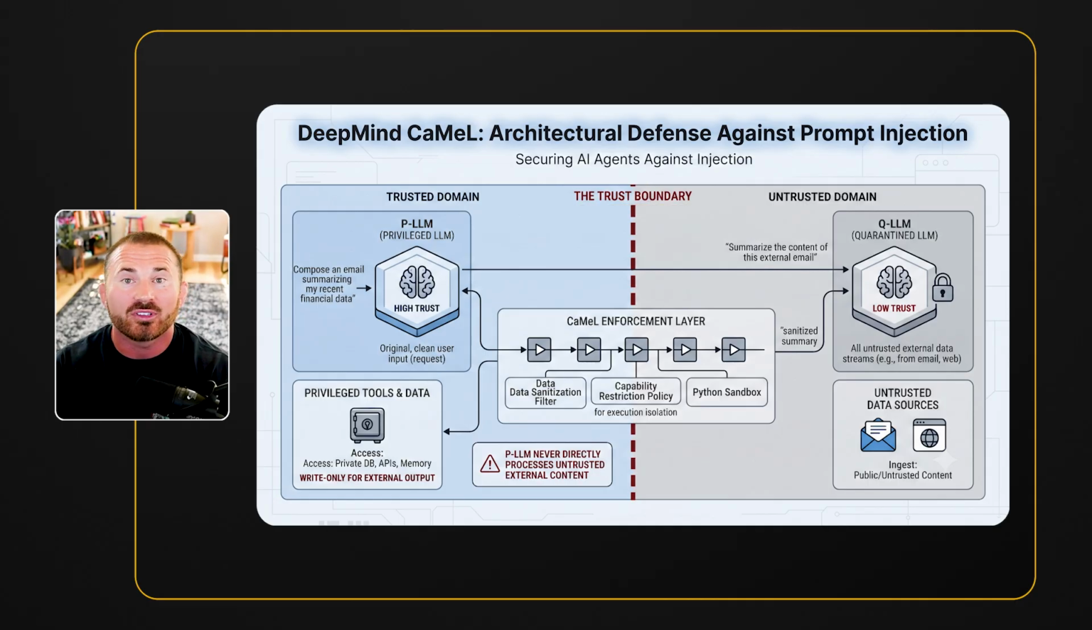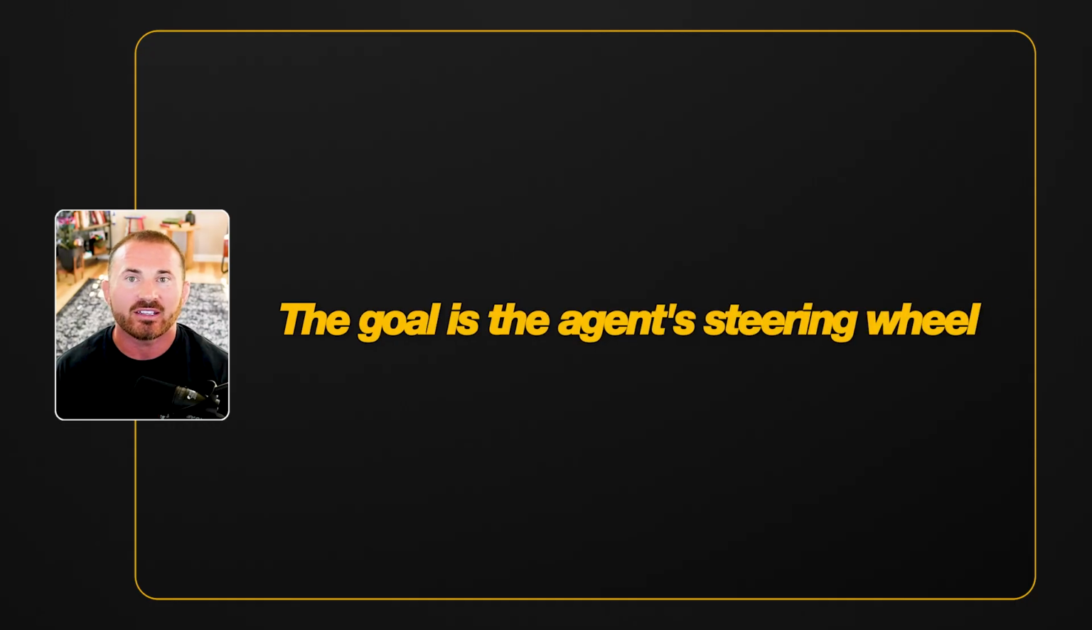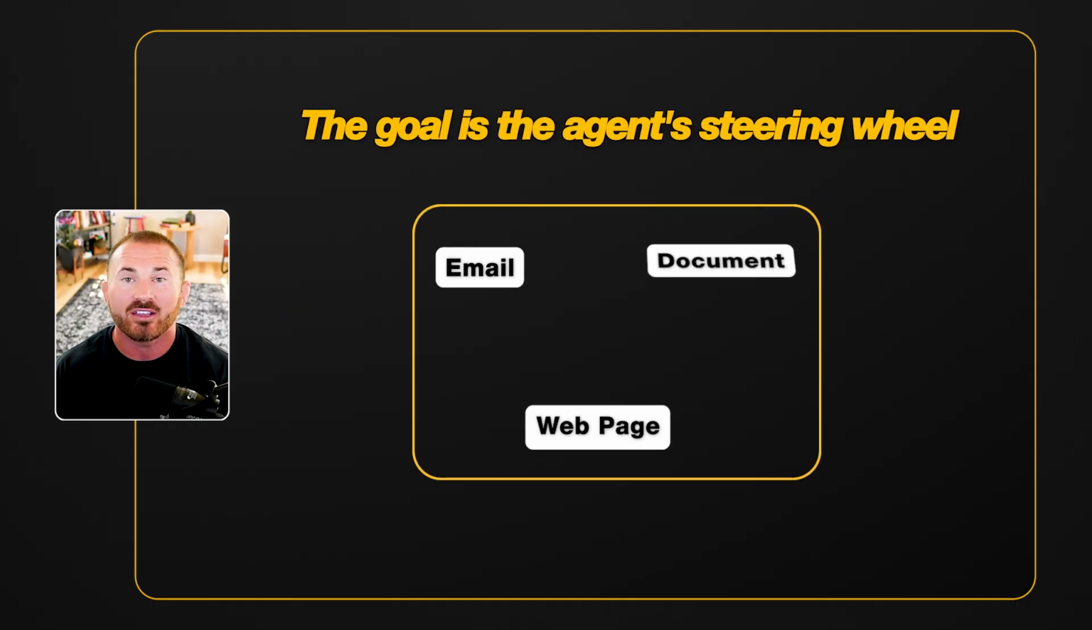The principle to internalize is that the boundary must live outside the model. A hijacked agent will happily explain why the new goal is legitimate. Your controls cannot take its word for it. Goal Hijack sits at number 1 on the ASI top 10 for a reason. The goal is the agent's steering wheel, and we have handed the passenger seat to every email, web page, and document the agent touches. Notice too that deviation does not require an attacker at all.